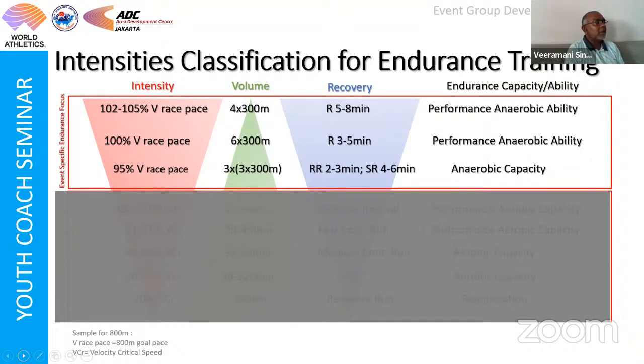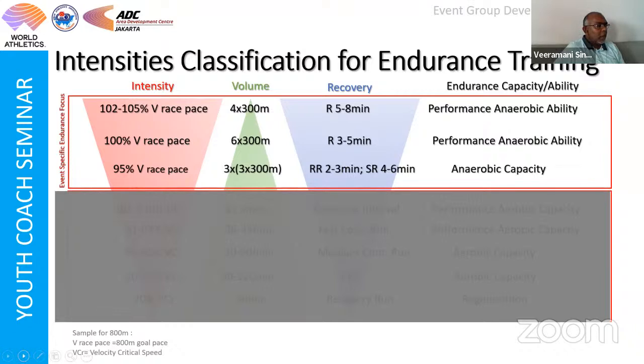Actual race pace, 300 meters, 6 times, 3 to 5 minutes. And of course, overspeed, over and above, but we didn't want to go too fast over the required, rather 102% to 105%. Again, 4 times 300 meters. This time, because it's demanding, slightly longer recovery, 3 to 5 minutes. So this is how we pretty much set up our event-specific preparation. So the intensity, you realize, is not too varied. It's a very closely packed intensity band that you have.